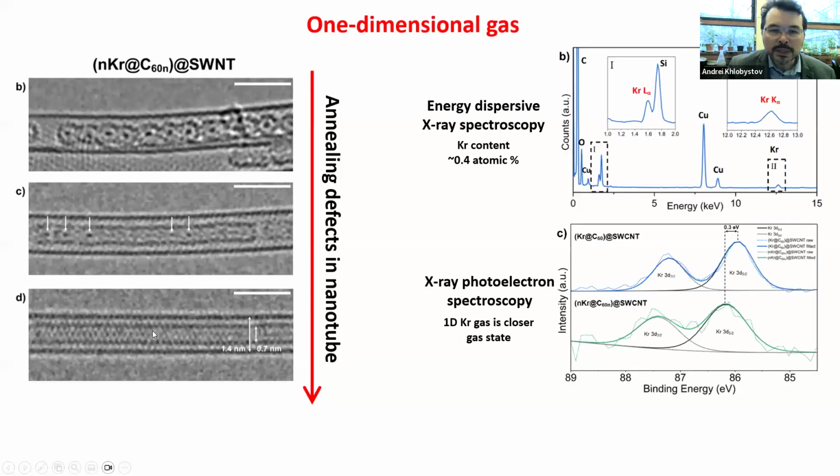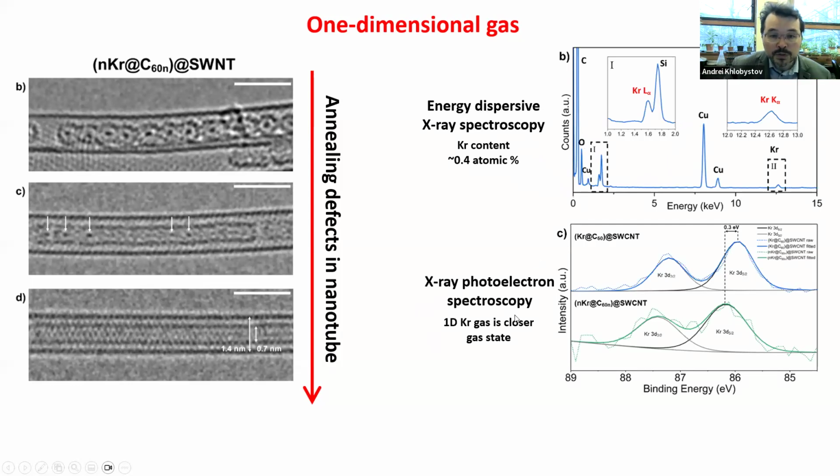So how do we know that krypton is still there? Because we don't really see it in high-resolution TEM. Well, we know from EDX, energy dispersive X-ray spectroscopy. So we start with 0.4 atomic percent of krypton in our material, and the same amount remains after the annealing of the fullerenes into the tube. So it's somewhere there. We simply don't see it in images.